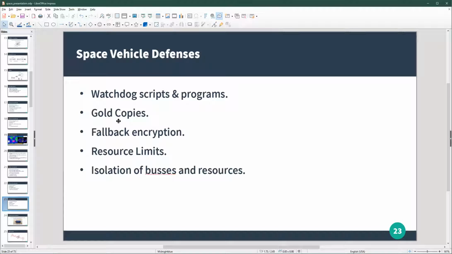The one thing that is very important is to have resource limits, to have sanity checks to make sure that the spacecraft is only doing what it is expected to do. And of course, isolation of buses and resources, so one thing does not affect another thing if it gets compromised.